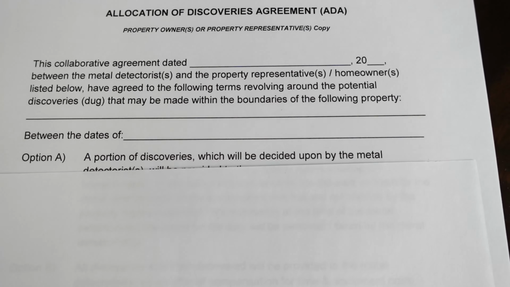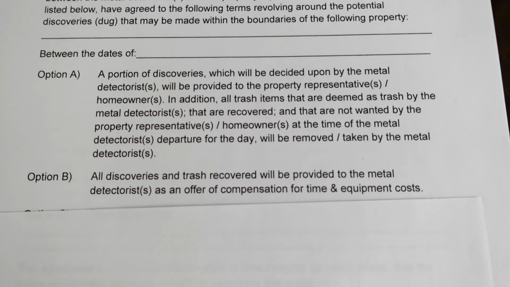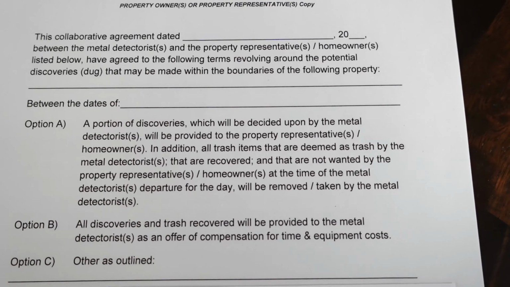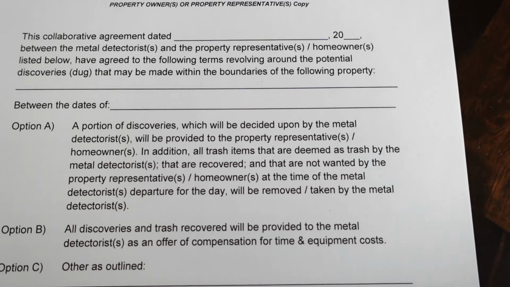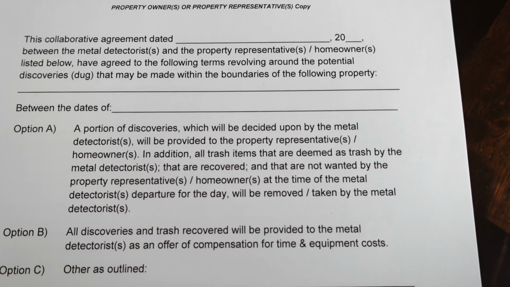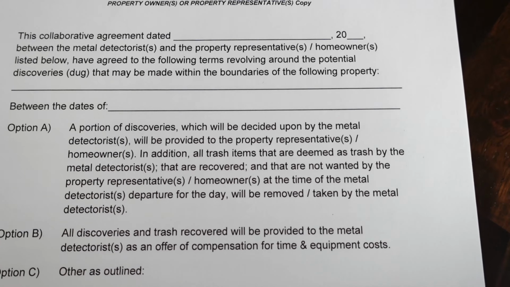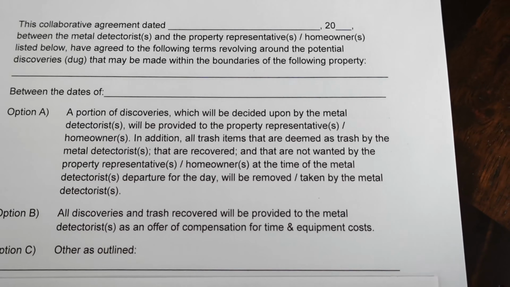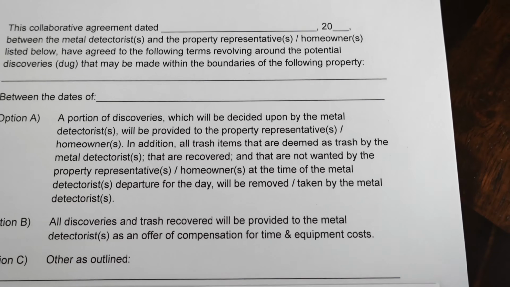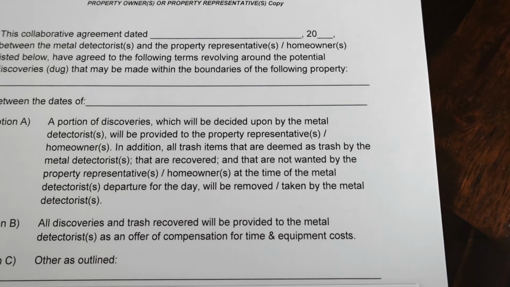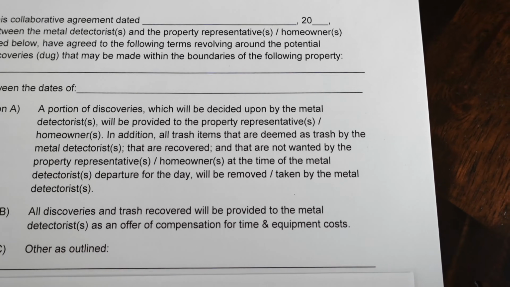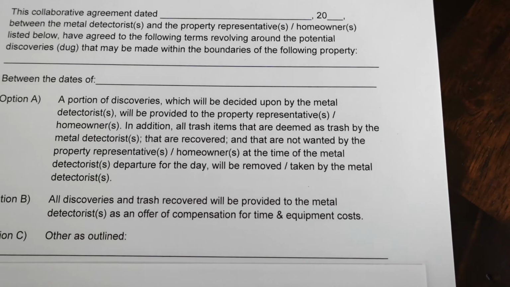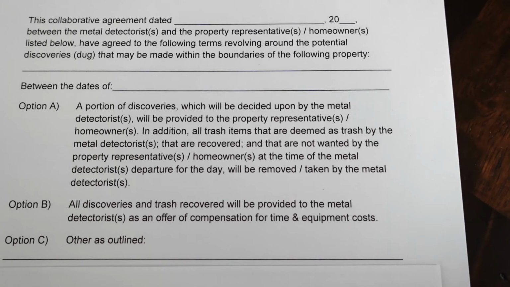The dates, between the dates of, and then pretty much they have three options here. The first one, a portion of the discoveries, which will be decided upon by the metal detectorists, will be provided to the property representatives or home owners. In addition, all trash items that are deemed as trash by the metal detectorists, that are recovered, that are not wanted by the property representatives at the time of the metal detectorist departure for the day, will be removed and taken by the metal detectorists. I've repeated a lot of words in there.